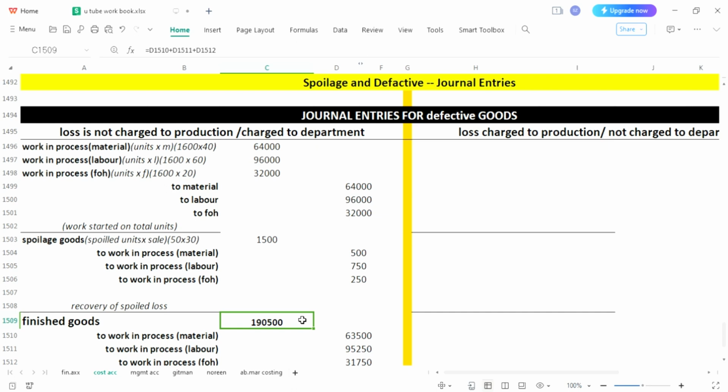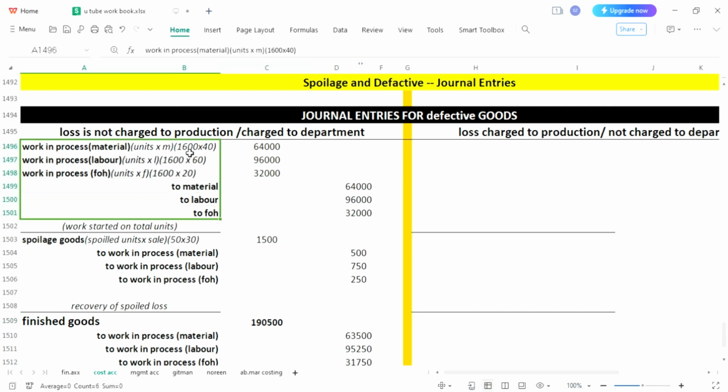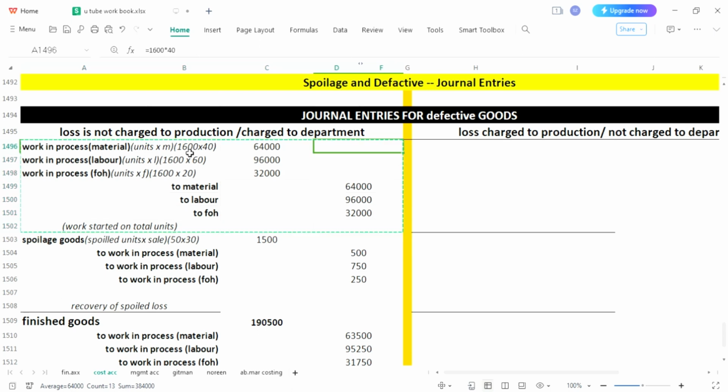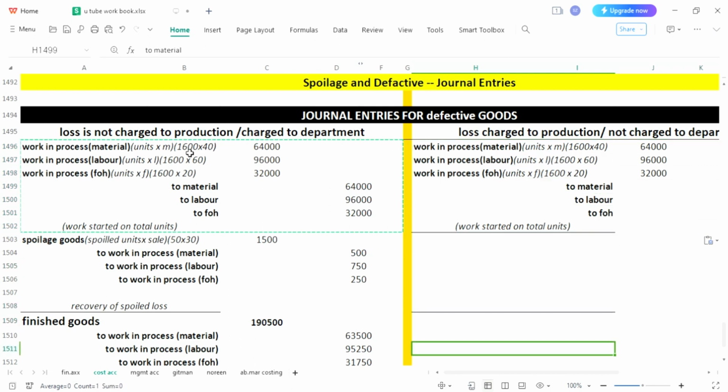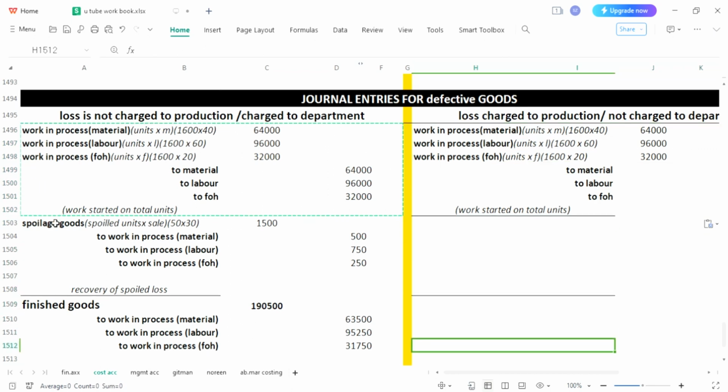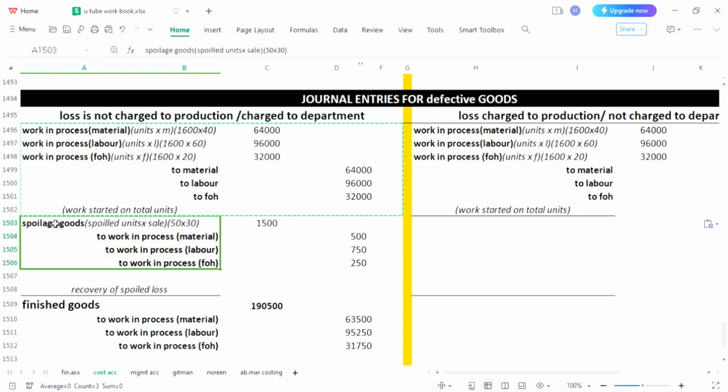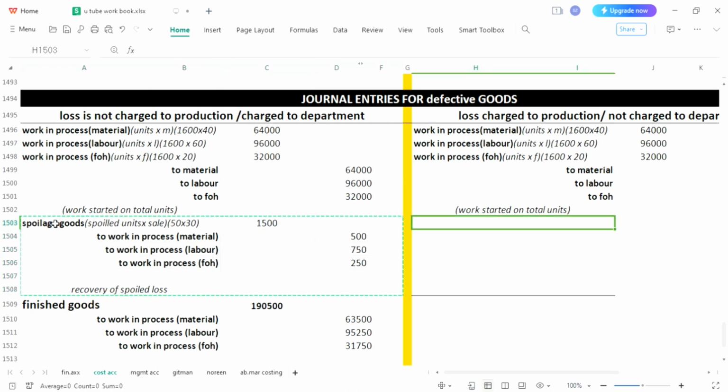And for the second part, when loss is charged to the production, it's so simple. You will pick these entries. Even in the question, you do not need to bother. Just pick these entries and write them down as they are on the opposite side. You will also be writing the second entry as well. But what difference will you make?